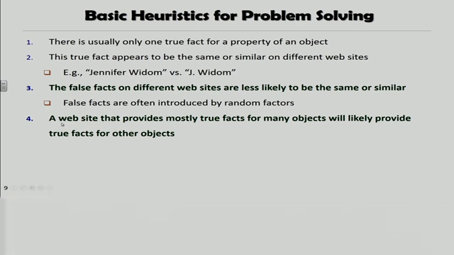Then the fourth: a website that provides mostly true facts for many objects will likely provide true facts for other objects. That means if I have an A+ student, I trust this A+ student more than a C- student. So you build some kind of trustability for the information provider. Based on these four principles, he worked out the algorithm.